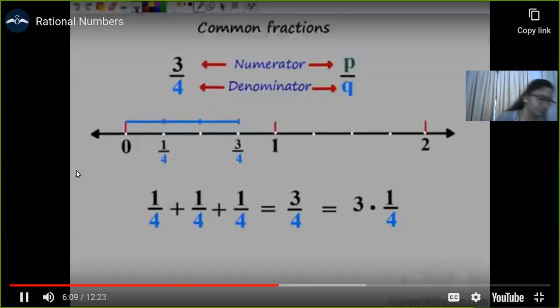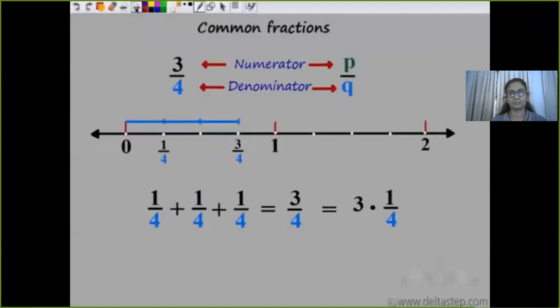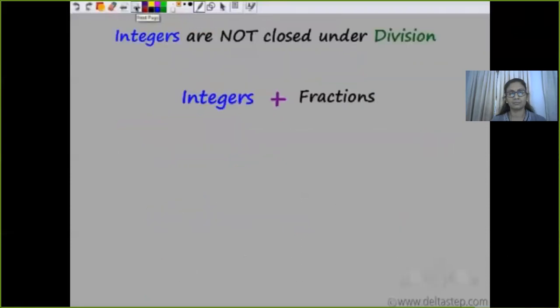So 1 by 4 is a unit fraction, and the common fraction turned out to be a multiple of unit fractions. So I can say that a common fraction P by Q would be P times 1 by Q, which is a unit fraction. So this common fraction again became a multiple of a unit fraction. Now we see that integers could not always represent the result of division. So I introduced fractions. Now I expand my number system. I include these fractions also to integers.